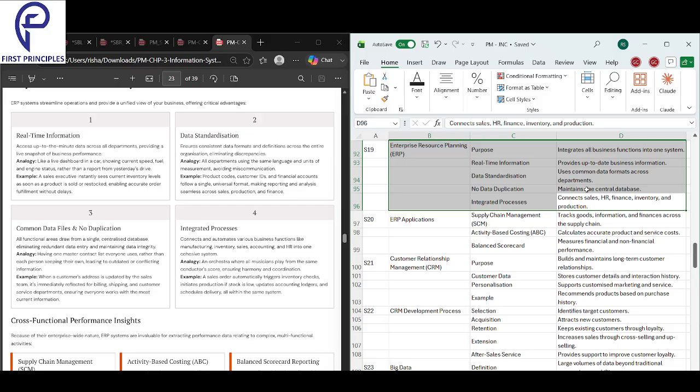All right. So these are all the benefits, and some of the characteristics. To be precise, it gives you real-time information. It uses common data formats across departments. The standardization. There's no data duplication over here, and it integrates all the processes. Okay, it's one central place where all the business functions just pour in their information. Okay, you can just imagine like probably like three, four.